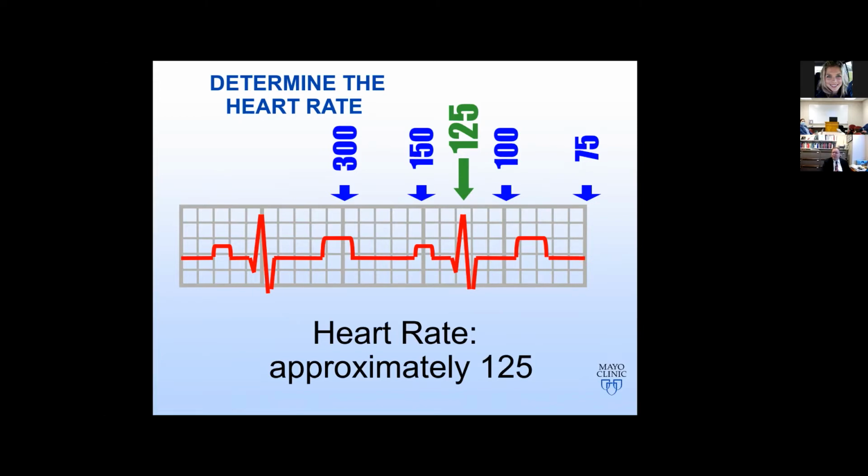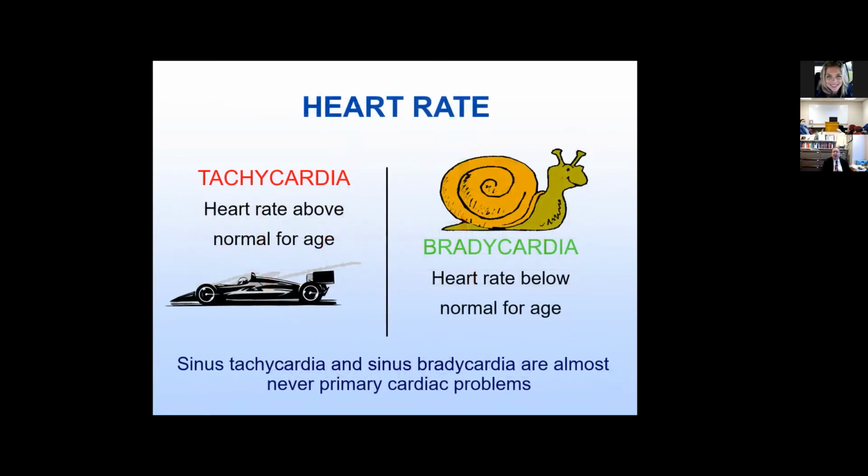Or if you have a rhythm strip and it's not telling you what the rate is, you can very quickly determine what the heart rate is. So realize that the normal rate is age dependent. Tachycardia is a heart rate above the normal rate for age, and bradycardia is a heart rate below the normal rate for age. It's actually a size-dependent phenomenon.